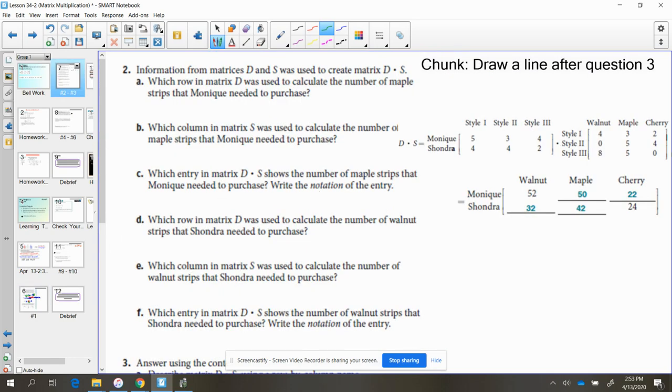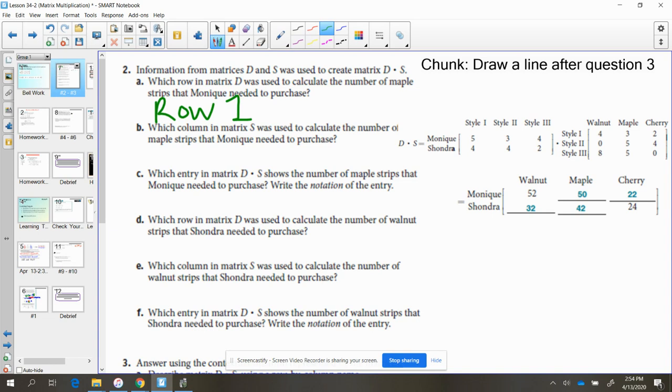Well, as we continue on with these values, notice that if we are talking about the overall product matrix that we got, which row in matrix D was used to calculate the number of maple strips that Monique needed? Well, that's going to be when we used row 1. Okay, so when we used row 1, we needed that. And then we used column 2.